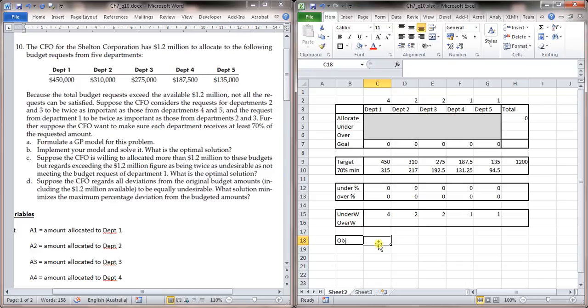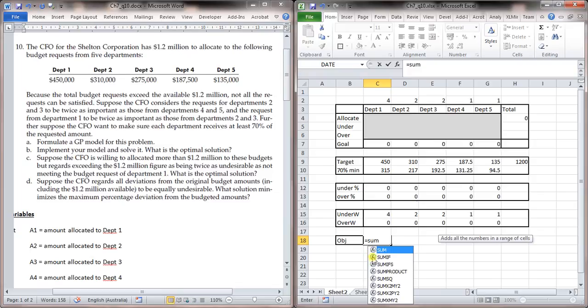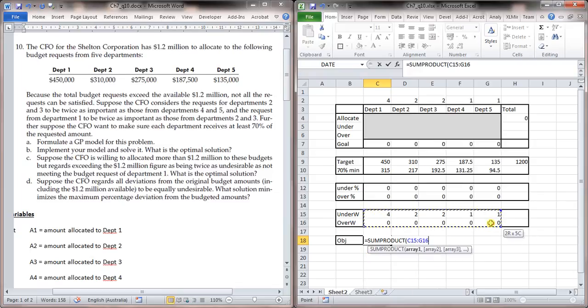And the remaining weights are all 0. And our objective function is to minimize the weighted percentage deviation. So our objective formula is sumproduct of all these weights multiplied by this underachieved percentage.